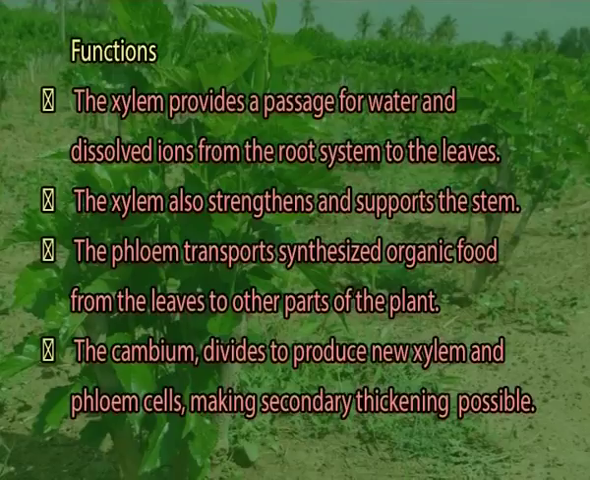Functions. The xylem provides a passage for water and dissolved ions from the root system to the leaves. The xylem also strengthens and supports the stem. The phloem transfers synthesized organic food from the leaves to the other parts of the plant. The cambium divides to produce new xylem and phloem cells, making secondary thickening possible.